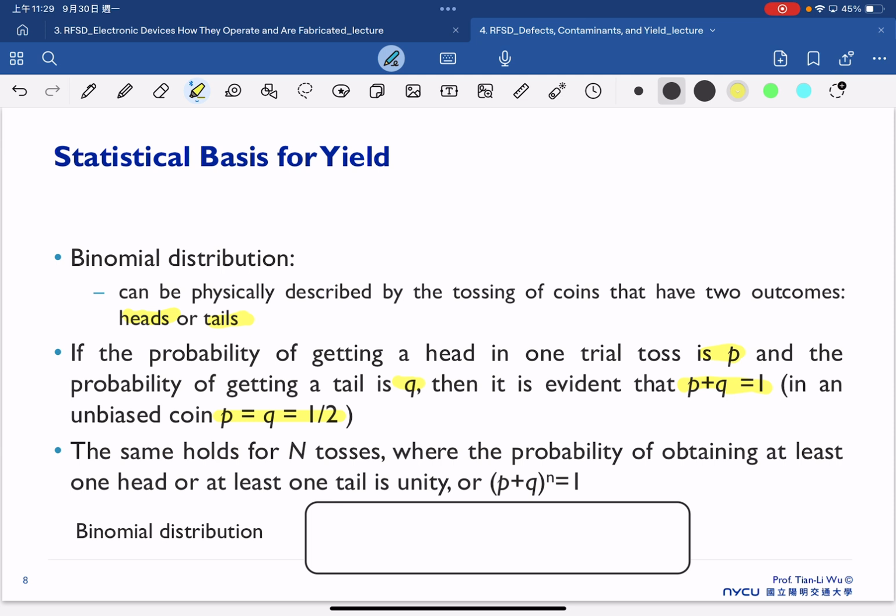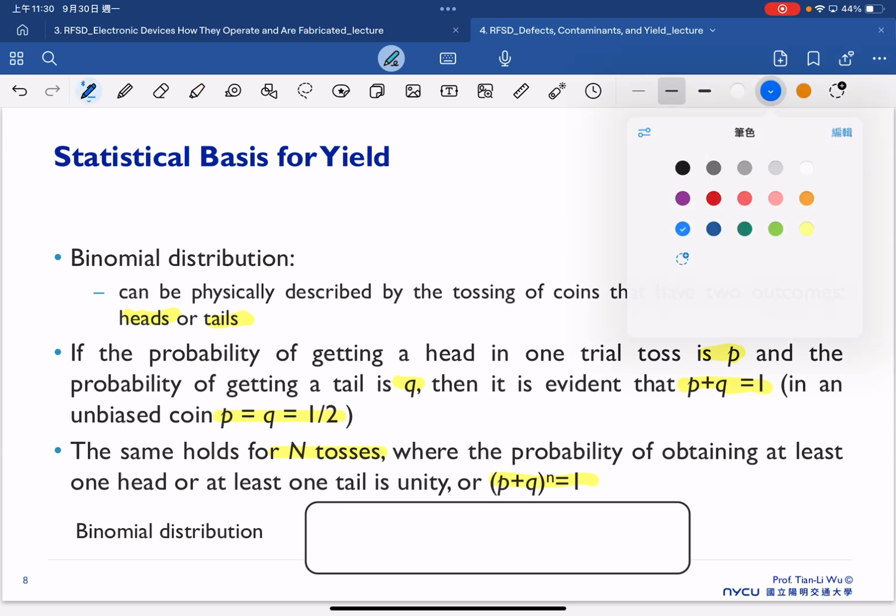If we extend, this is only one trial, but we will be curious about n trials. N trials means we toss n times. If we toss n times, then the probability of obtaining at least one head or at least one tail can be generally shown in this equation. Of course, here we don't go into the detail of how these distribution functions come about. We will just show the conclusion and show an example of how we use this statistical distribution function. So now we are going to show the general equation for the binomial distribution. The general equation is shown here.